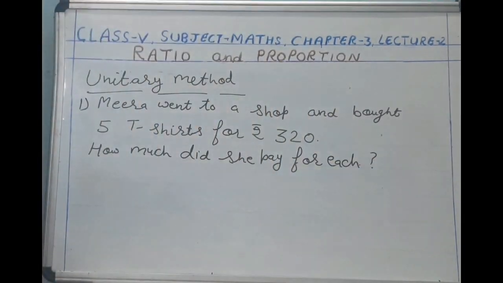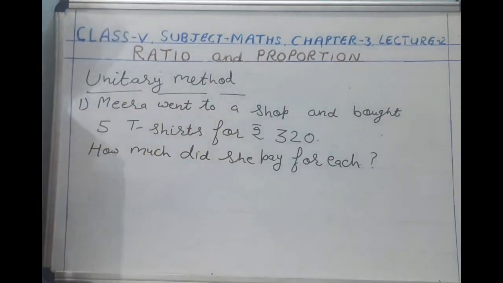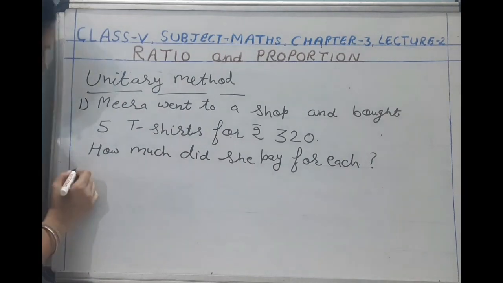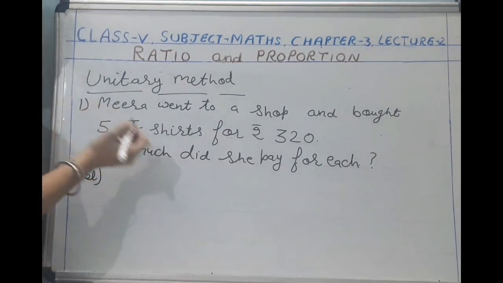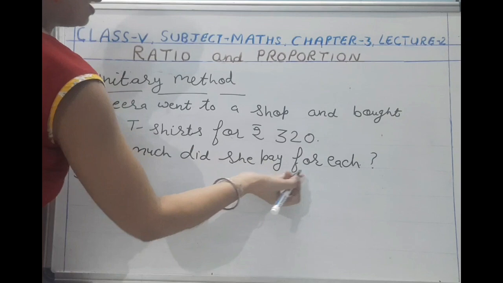ईच टी शर्ट के लिए उसको कितना पे करना है? मीरा वेंट टू अ शॉप. मीरा एक शॉप पे गई और उसने 5 टी शर्ट्स परचेज की. कितने रुपीज की? रुपीज 320 की. हाउ मच डिड शी पे फॉर ईच? हर टी शर्ट के लिए वो कितना पे करेगी? सो यू हैव टू फाइंड आउट फॉर cost of 1 t-shirt.